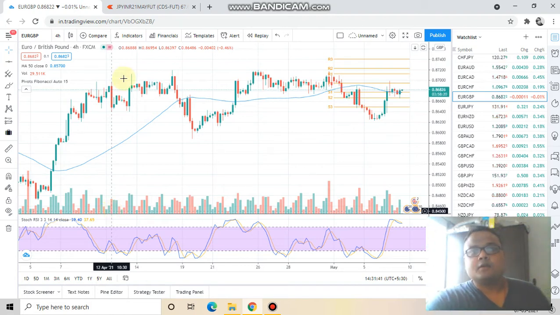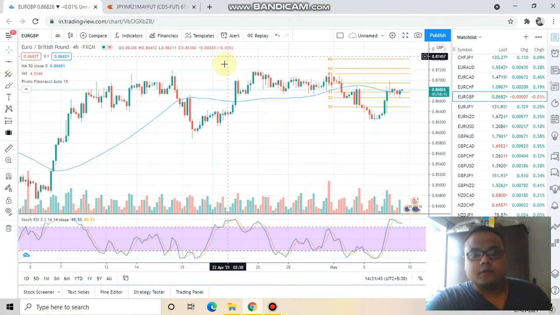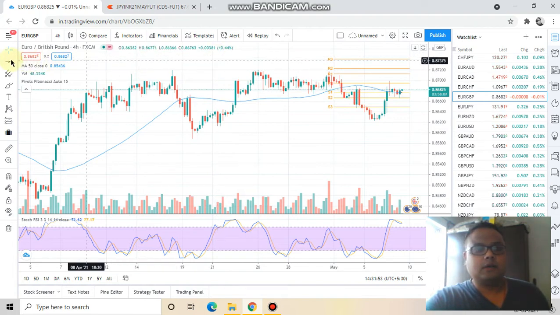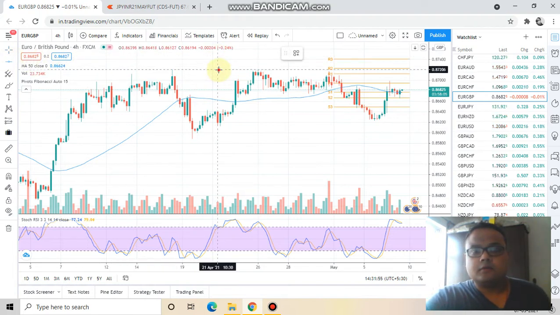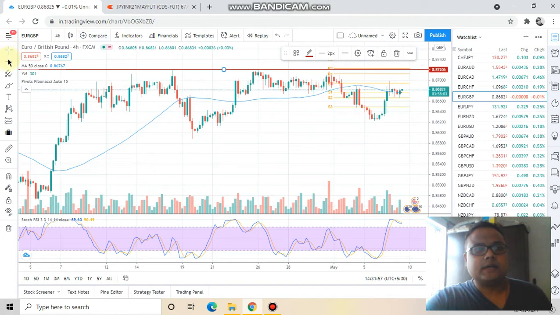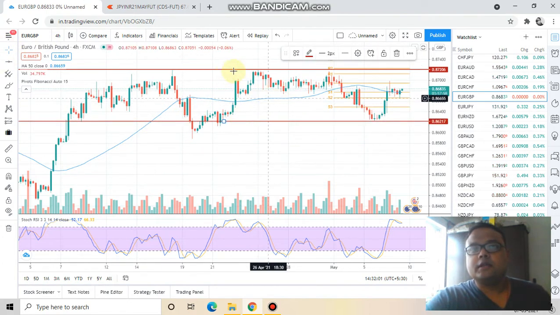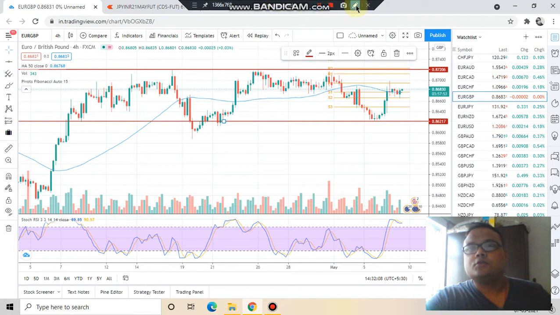In this case, it is very clearly seen that this is the resistance and this is the support of the market, and right now the market is trading in between.